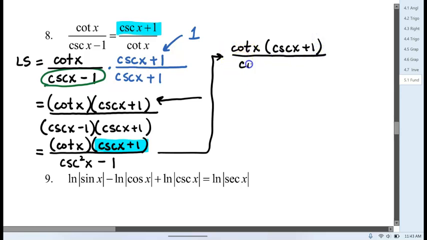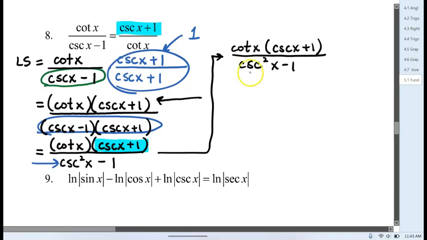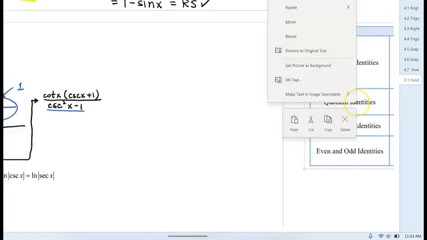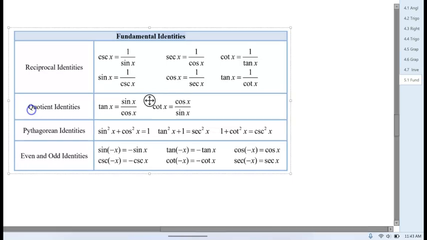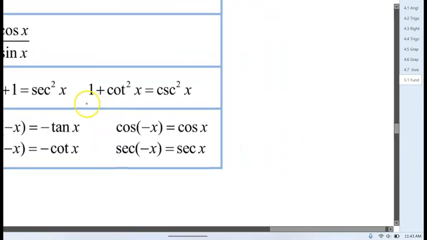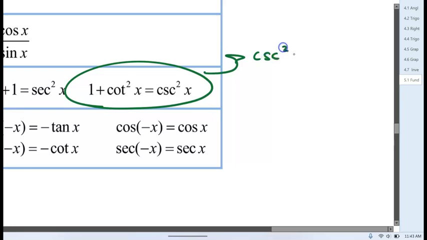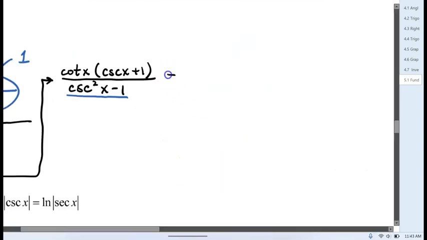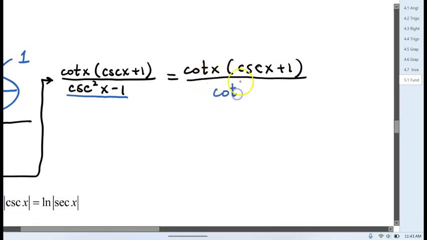We introduced that text in blue so that we could have the difference of squares in the bottom. Now, what are we going to do with this? We're going to apply a Pythagorean identity because we did observe that already. Now we have a squared trig function with a 1. Cosecant squared minus 1, looking at this identity here, is equal to cotangent squared x. So I'm going to replace this denominator with a cotangent squared x.